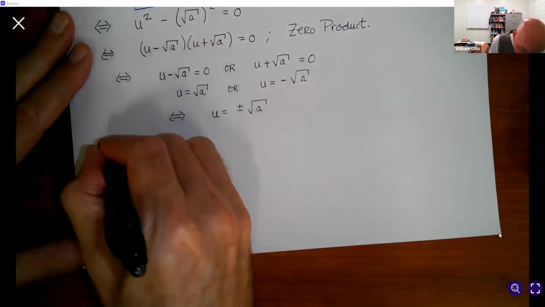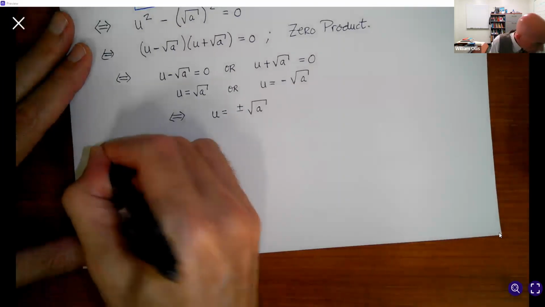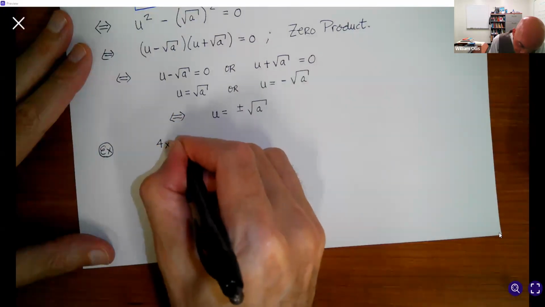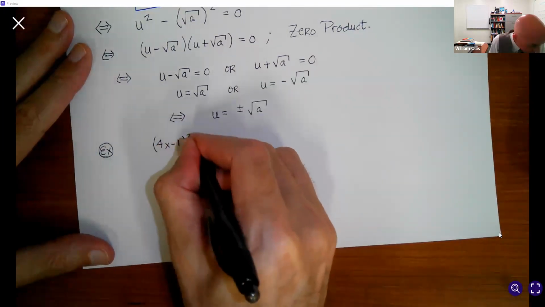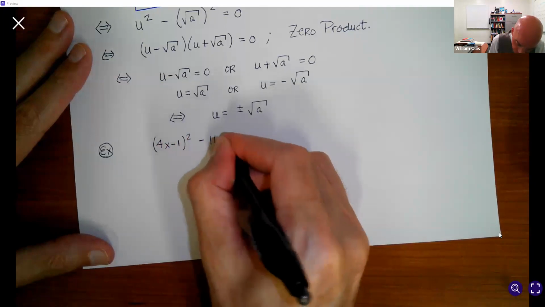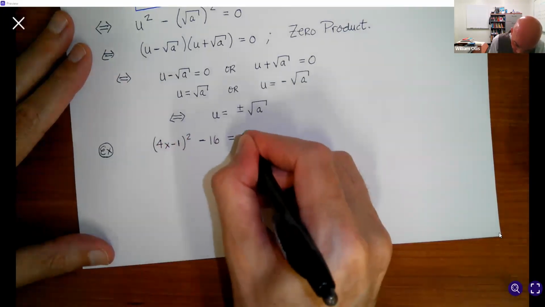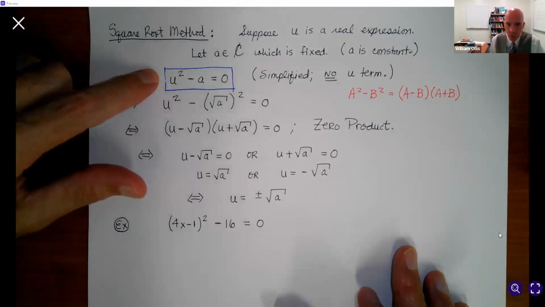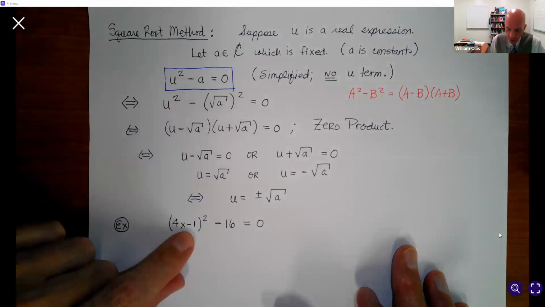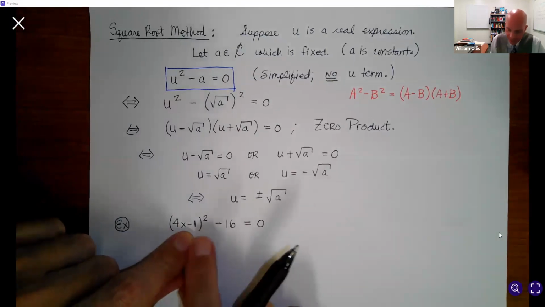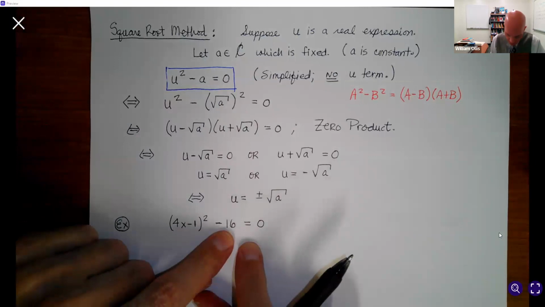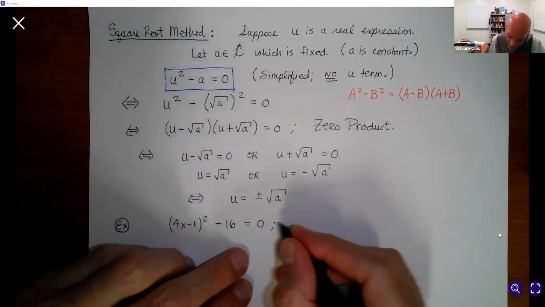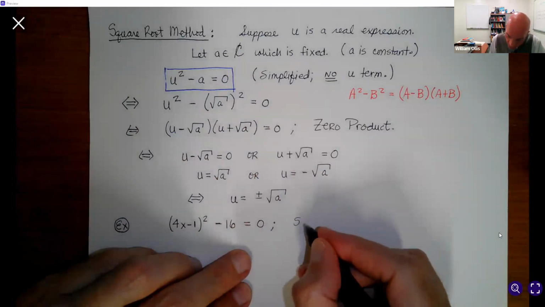So here's an example from your notes. We have 4x minus 1 quantity squared minus 16 equals 0. So if we look at this, this compares to our original form. We have an expression u, which is 4x minus 1, and it's squared, and then we have the constant term. So like I say here, there is no u term. So this means that we can use the square root method.